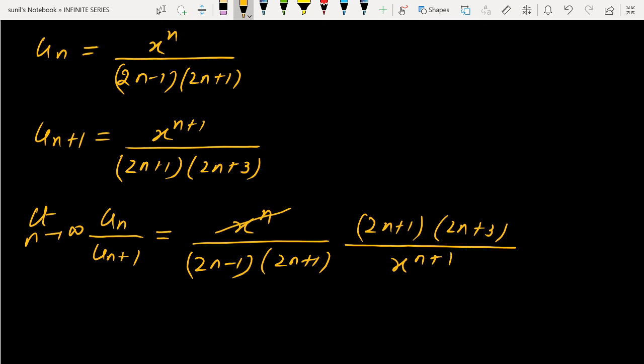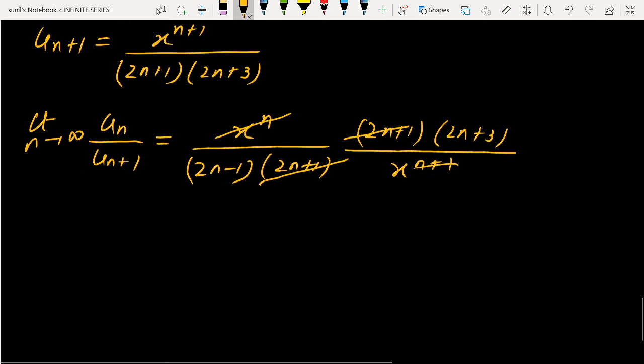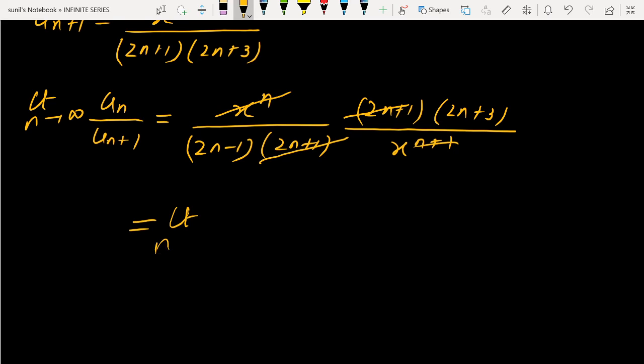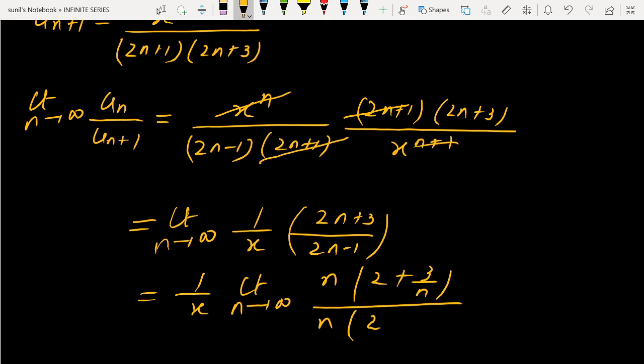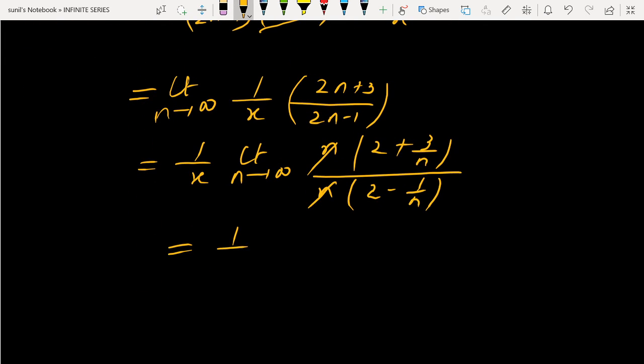Now this power will get cancelled with it. So we will be having limit n tends to infinity. Try to understand the way this works. In fact, apply this limit on it. Now x is independent of the limit, so take it outside. Now take the highest power of n common, 2 plus 3 by n and 2 minus 1 by n. So this limit is 1, that is 1 by x.